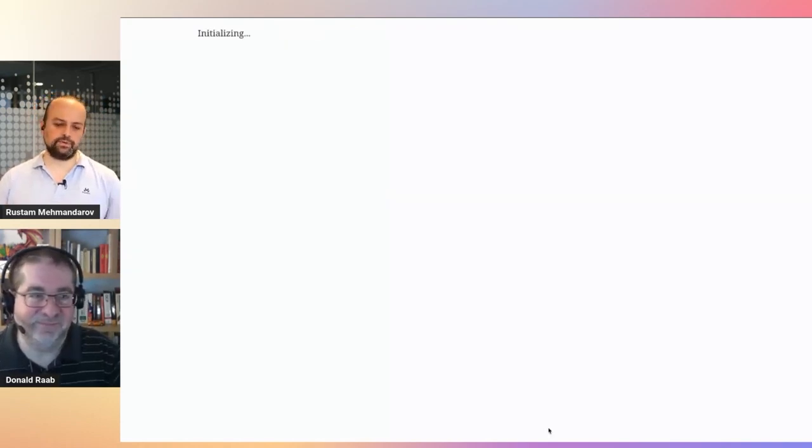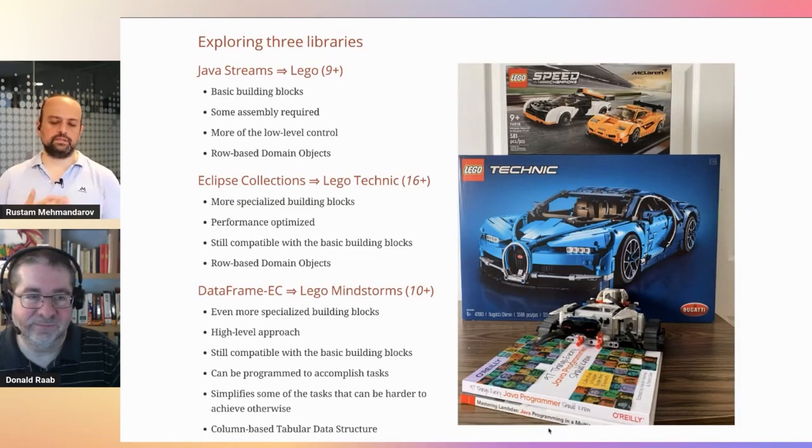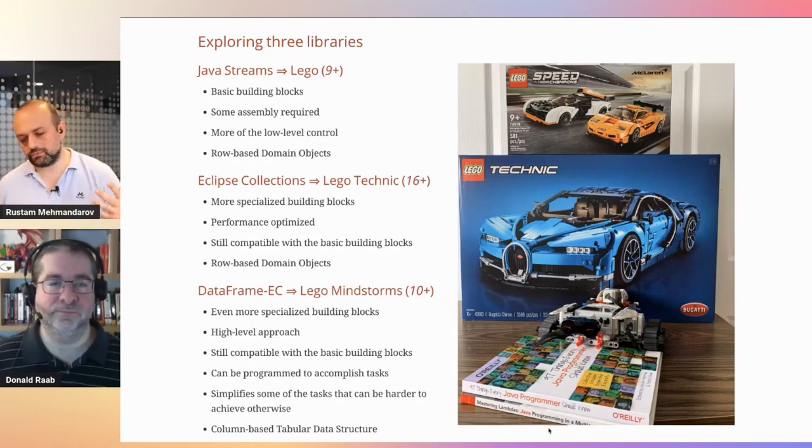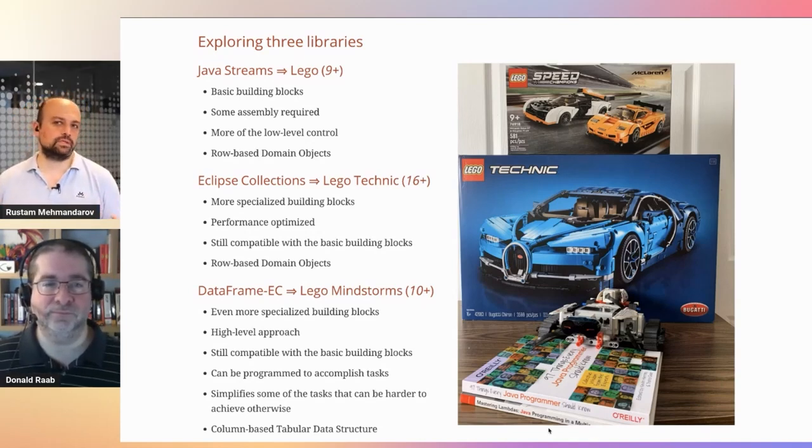Yes, we thought quite a bit about how we should present that to you, and we've mentioned all of them already. We talked about Java streams, Eclipse Collections, and the DataFrame, but we thought about the best way of actually introducing and explaining them. If you've used or seen Legos before, you've seen them in lots of different shapes and sizes and different things you can build them into. But in general, you will see 3 different types of sets. You will have the basic ones that consist of more generic pieces. That's what Java streams is.